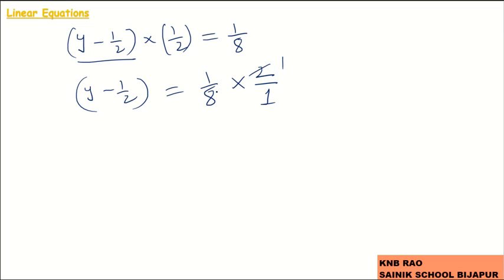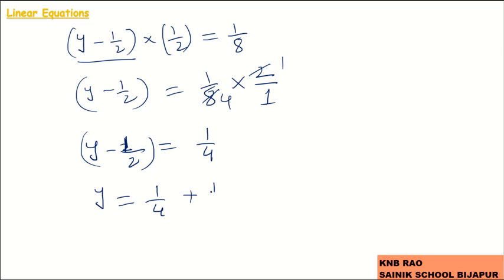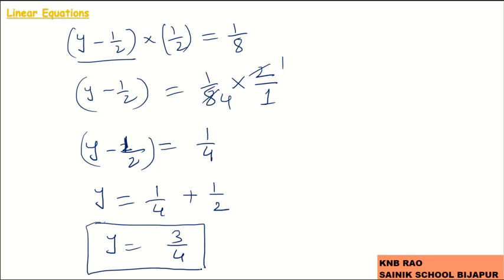Now, 2 1s are 2, 4s are 8, so y minus 1/2 equals 1/4. So, 1 1s are 1, 4 1s are 4. This half, if it is transposed this side, it is a subtrahend here; on the right hand side, it becomes an addend. So, 1/4 plus half, 1/4 plus half is 3/4. So, this is how we can also solve the same linear equation.